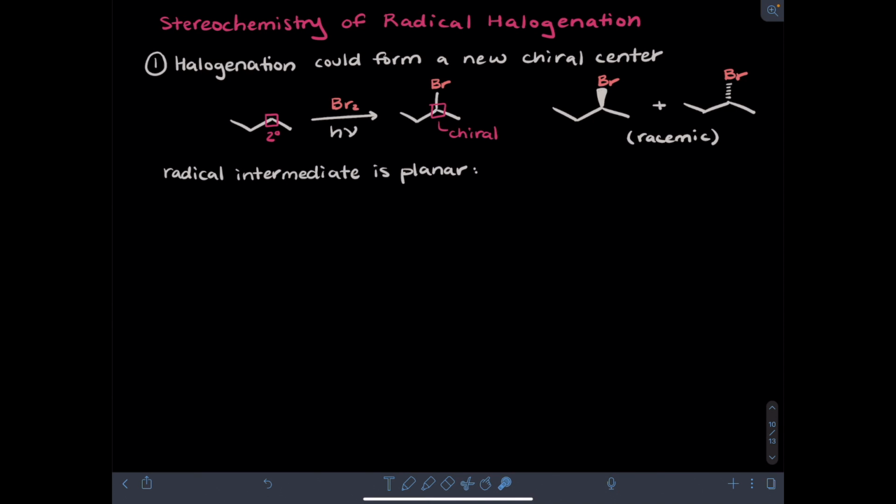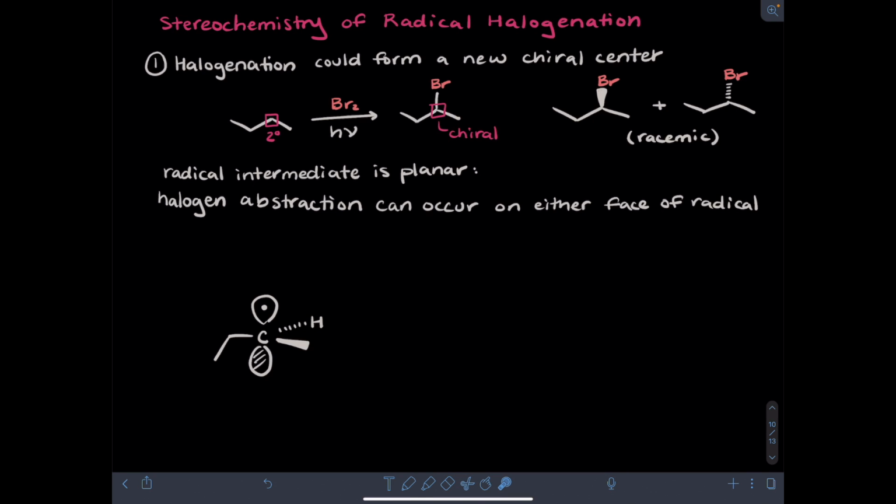The reason you get both stereoisomers of product has to do with the fact that the radical intermediate is planar. Once you form this planar intermediate, the halogen abstraction step can happen on either face of the planar radical.